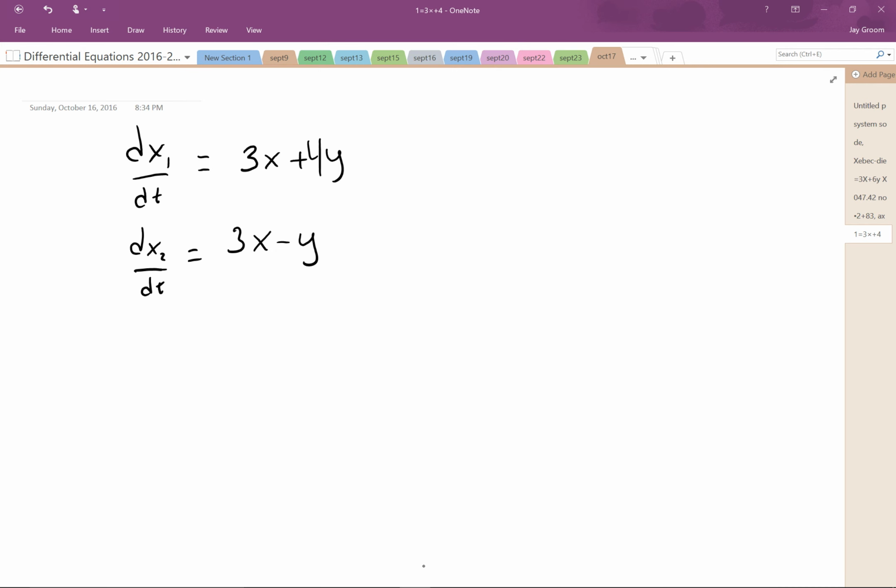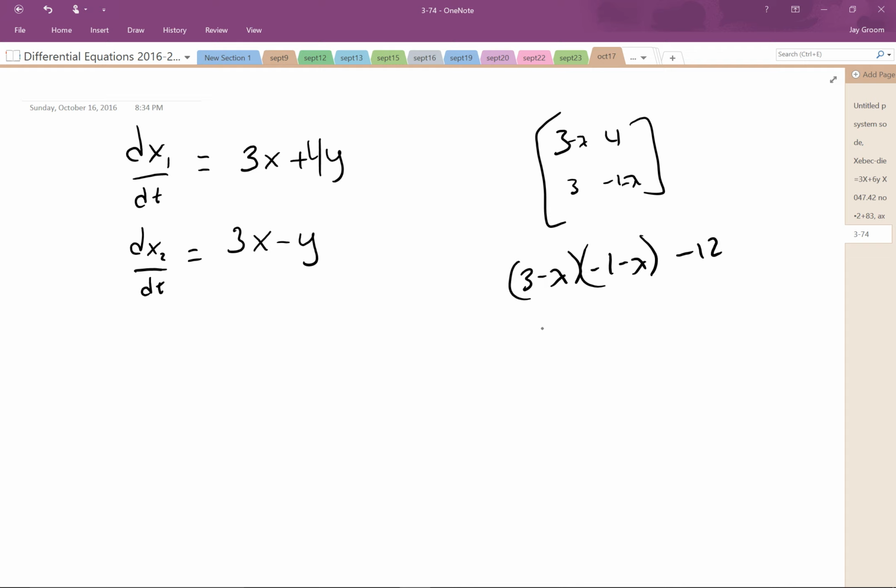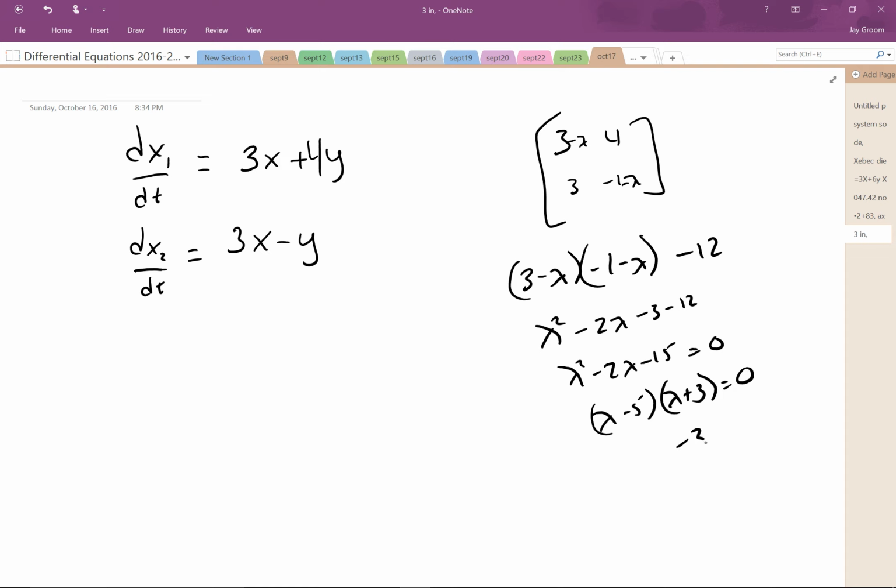So 3, 4. This is 3 minus lambda, of course, and then of course we're going to get 3 and -1 minus lambda. So if we do our characteristic polynomial, lambda squared minus 3 plus 1 is -2 lambda, and then you're going to get a minus 3 minus 12, so you get lambda squared minus 2 lambda minus 15 equals 0. It's lambda minus 5, that's lambda plus 3. So -3 and 5 are my lambdas. So again, we got a saddle point action going on.